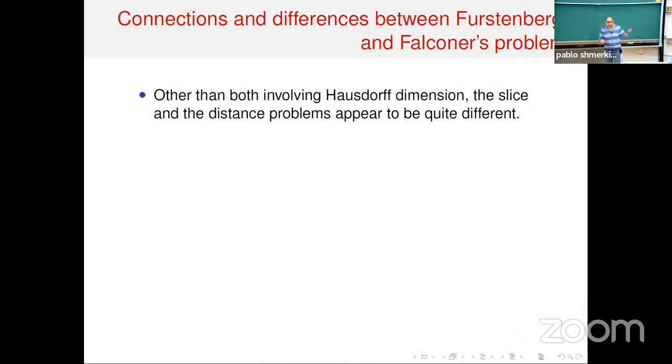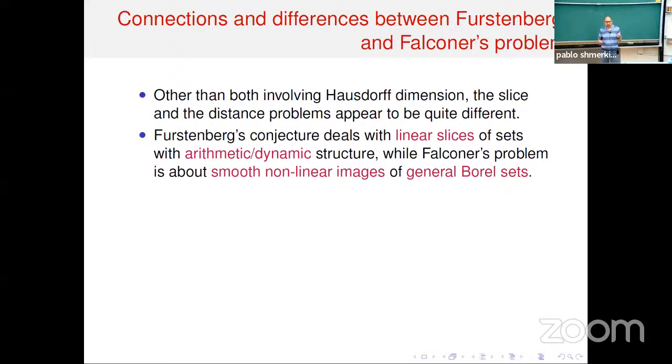Okay, so these two problems that I talked about, the Furstenberg slice problem and the Falconer distance set problem, are both problems in fractal geometry involving Hausdorff dimension, but other than that, they don't seem to have too much in common. Furstenberg's conjecture deals with sets with a very strong dynamical or arithmetic structure, so sets invariant under times 2 or times 3. And it's about linear slices, so it's a linear problem in some strong sense. While the Falconer distance problem is about general sets. There is no dynamics whatsoever. And as I mentioned before, it's very much about curvature in some essential way. So it's a very nonlinear problem.